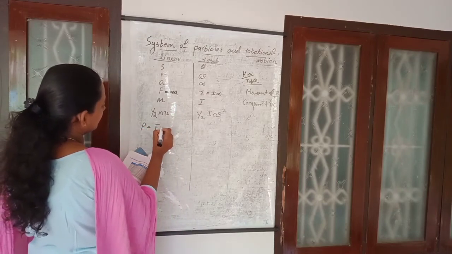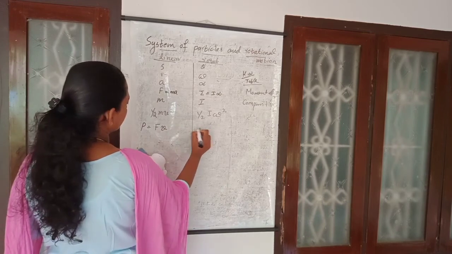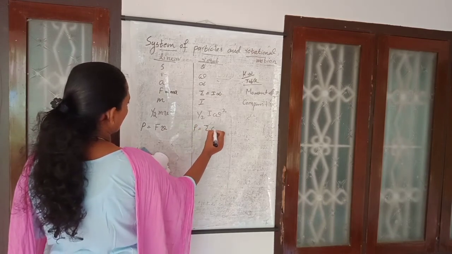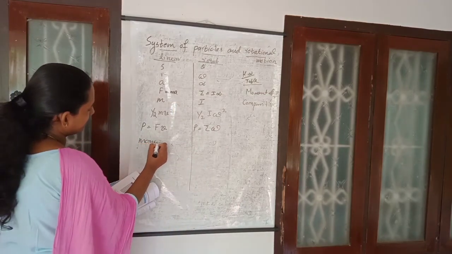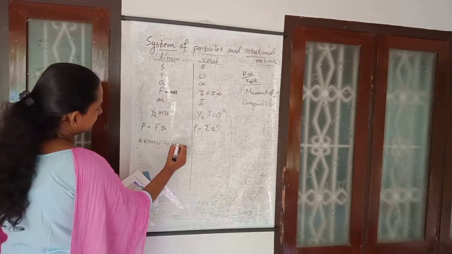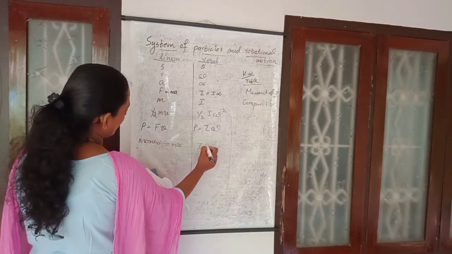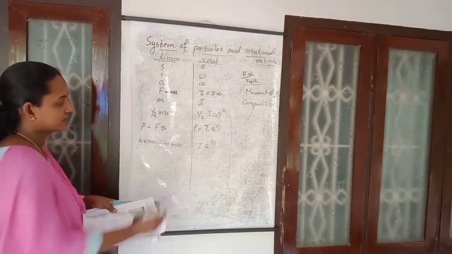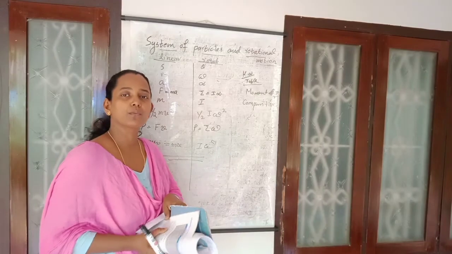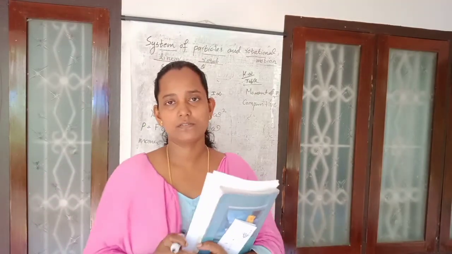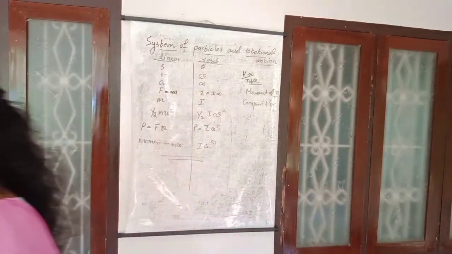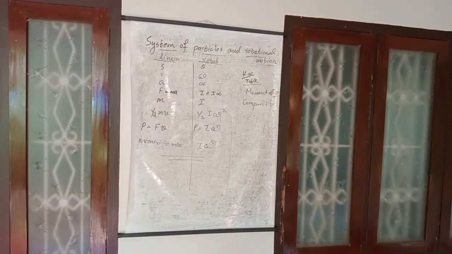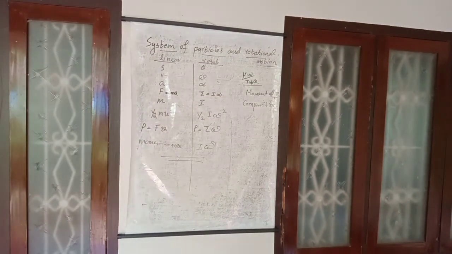Power P is equal to F into V, here it is tau omega, and linear momentum, mass into velocity, here it becomes I omega. So this is the comparative study between linear motion and rotational motion. So read your textbook properly. Okay, thank you.